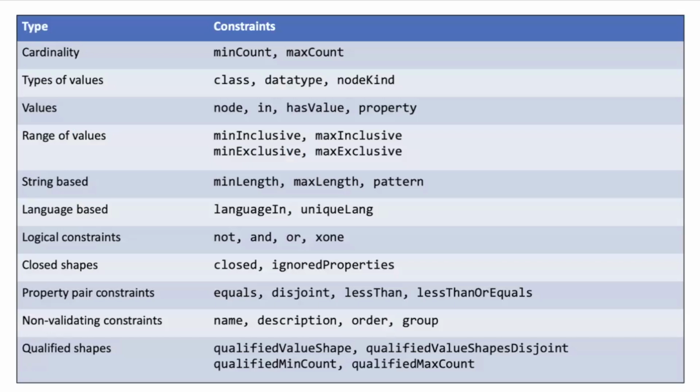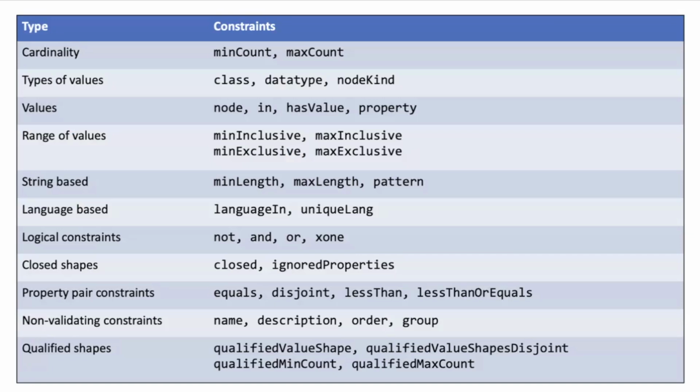Just a summary of some of the various tools you can use, the types. You can constrain cardinalities, min count, max count, types of values you want to target. The values themselves, like nodes or things in nodes or things with certain values, ranges of values. I'll let you look up the minimum, exclusive, inclusive, but it's exactly like what it describes. You can have boundaries or bounds, like numerical bounds for ranges of values, languages, logic, closed shapes. Default is open, but you can impose the closed world assumption.